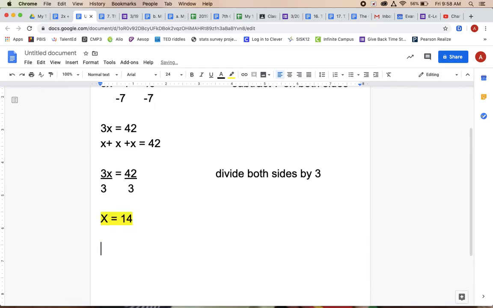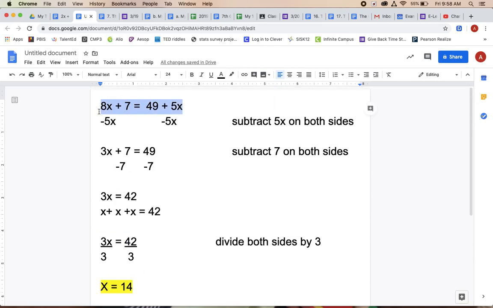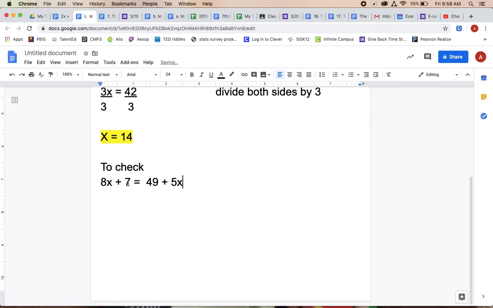Now we're going to check our work. And remember to check, the first thing that we do is we go back to the original equation, right? And then since we think x is 14, everywhere there's an x, I replace it with 14. And now I just have to see if both sides equal the same number. Okay, so I do order of operations. 8 times 14 is, stand by, doing some long multiplication, carry the 3, that's 112.